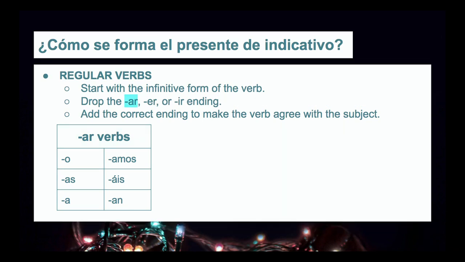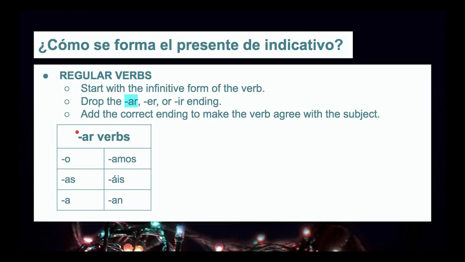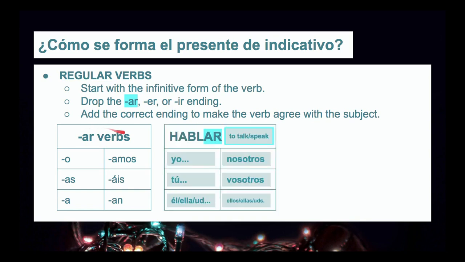Let's start with the most common type of verb in Spanish, the AR verb. We call them AR verbs because their infinitives end in AR. For example, hablar means to speak or to talk. To conjugate the verb, we start with the infinitive, then drop the AR ending. So we're left with the stem HABL.